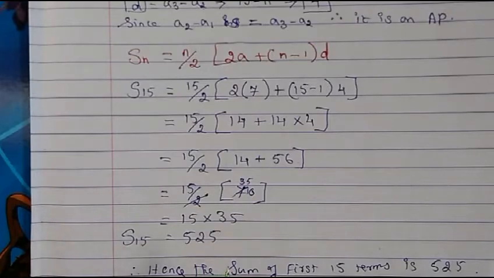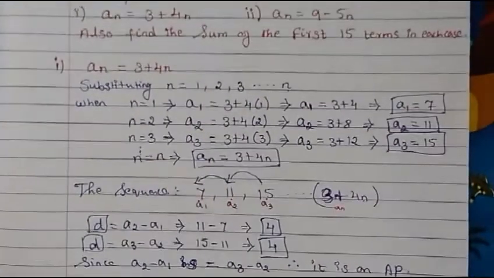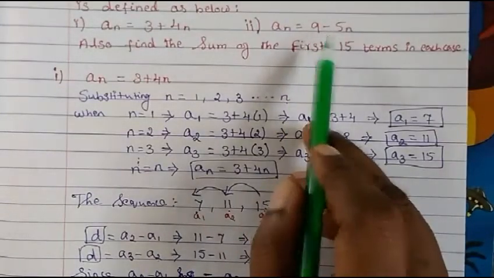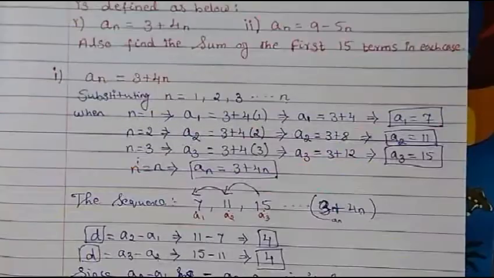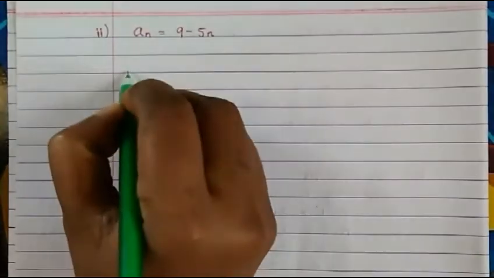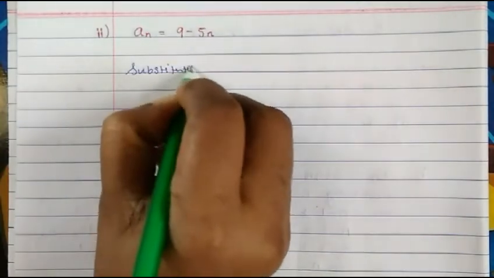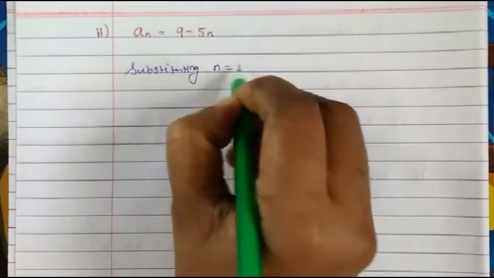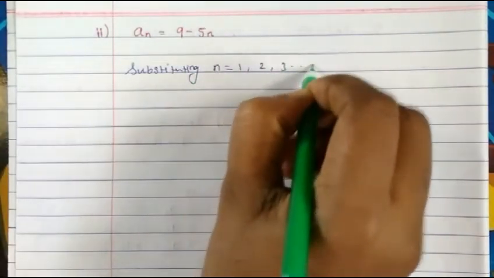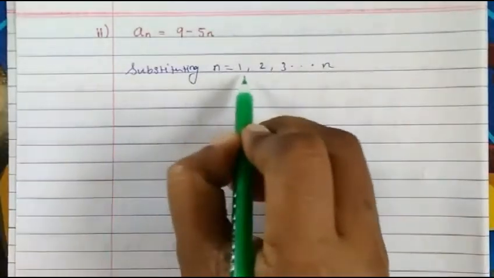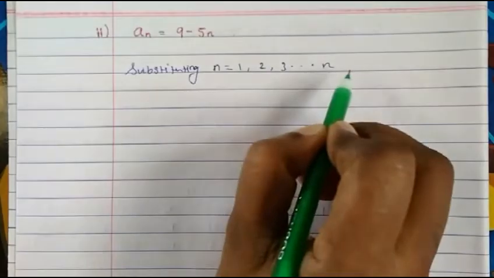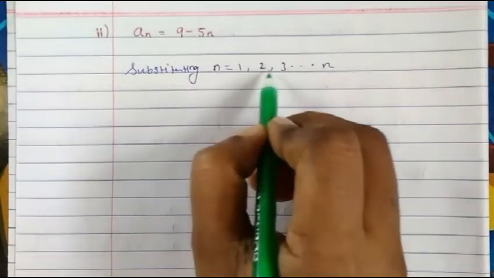In the same way we have to do it for the second case also. Substituting n equal to 1, 2, 3 and up to n. So if we put n values up to n, we can put it.